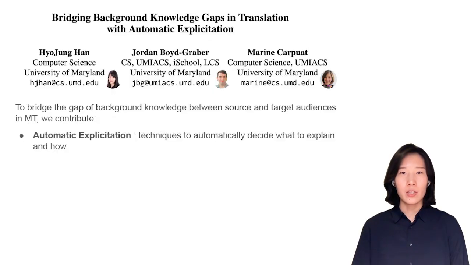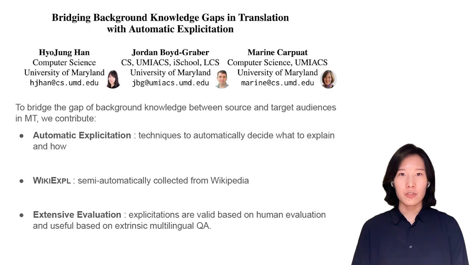In conclusion, we introduce techniques for automating explicitation to bridge the gap of background knowledge and collecting naturally occurring samples to build the Wiki-EXPL dataset. We further suggest frameworks to evaluate the effectiveness of explicitation and verify that our automated system is effective in both intrinsic and extrinsic evaluations.